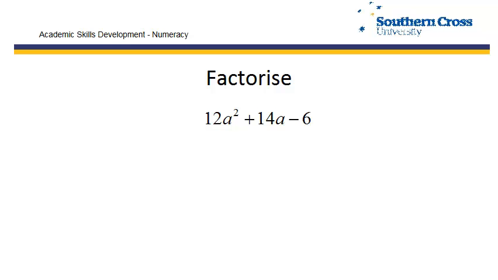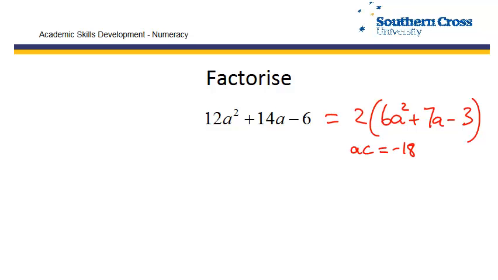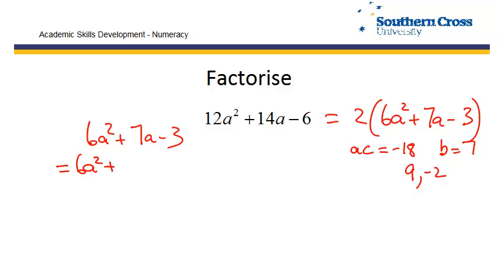Okay, this is a trinomial that needs factorising. The first thing that you'll notice is that 2 is a common factor to all of those terms, so that's 6a squared plus 7a take away 3. And then we can go through the method of our AC and our B. So AC is equal to negative 18 and our B is equal to 7. I'll bring back the 2 later. So we're after two numbers that multiply to give minus 18 and add up to 7, and that would be 9 and minus 2. So that means that our 6a squared plus 7a minus 3 can be rewritten as 6a squared plus 9a take away 2a take away 3.